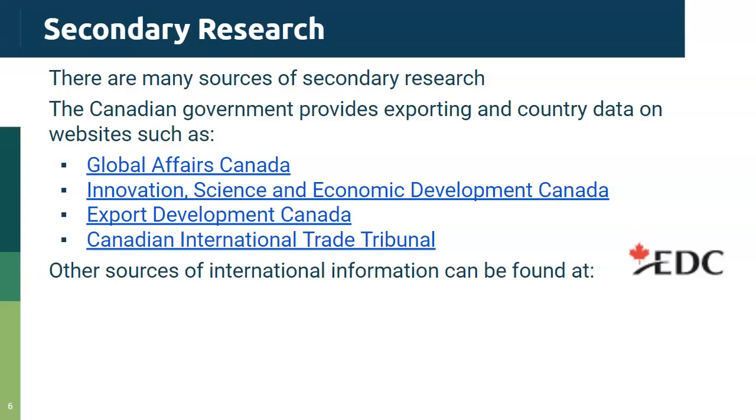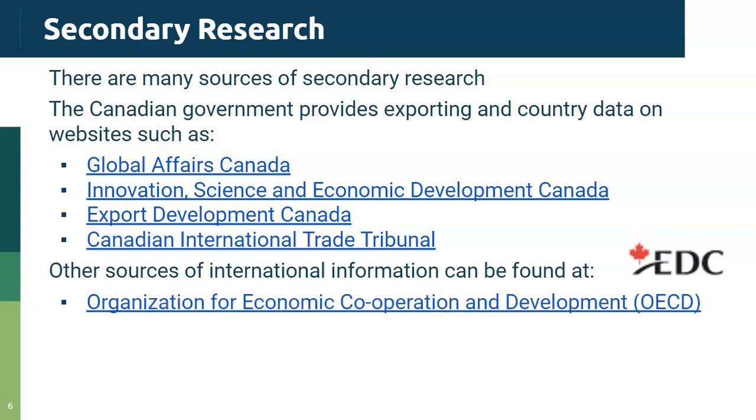Other sources of international information can be found at non-government websites, such as the OECD site, which has a phenomenal amount of information.